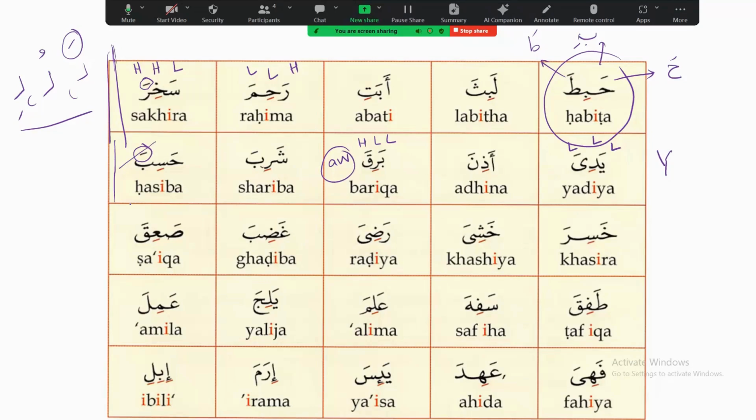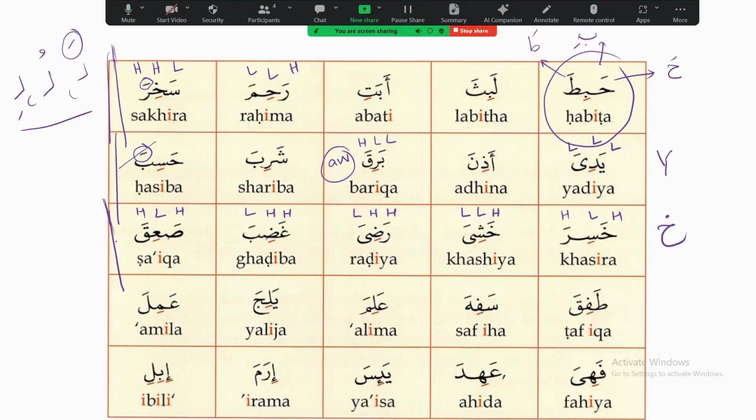I will help you if you are confused with any word or anything, inshallah. Just try, sisters. So we say khasira, khashiya, radiya, ghadiba, sa'iq at the end. I'm not saying sa'iqa. We can say sa'iqa when we are reading this word separately, but because I'm saying the complete row together, that is just the way we do this Qaida book. That is a pattern that we follow.